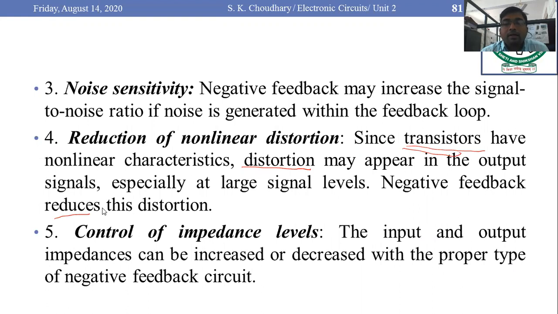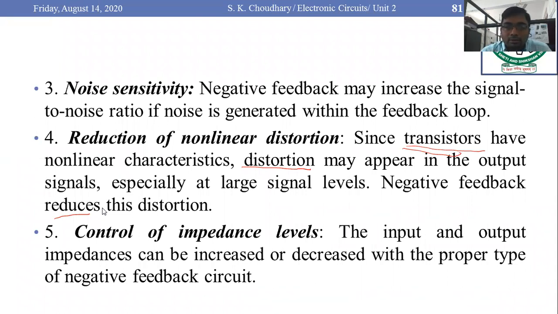And the fifth advantage is what? Control of the impedance level. The input and output impedances can be increased or decreased with the proper type of negative feedback. We will discuss this further. There are 4 types of negative feedback, and according to the topology, your input resistance would increase or decrease, your output resistance would increase or decrease. So this is another benefit of negative feedback. We can vary the value of input and output resistances or impedance as per our application. So these are the 5 major advantages of negative feedback.